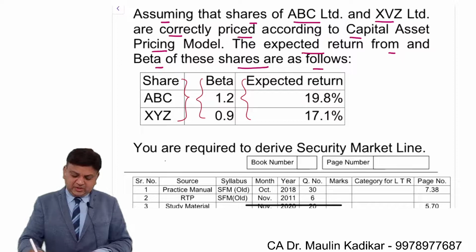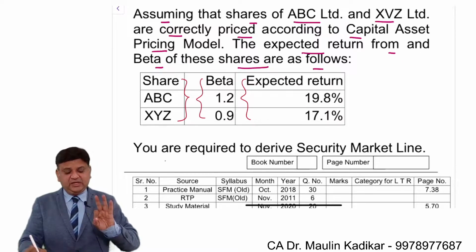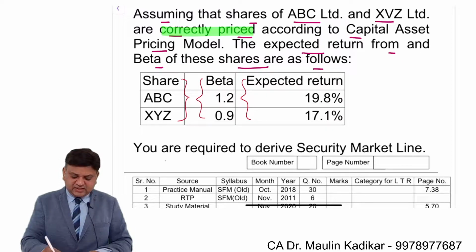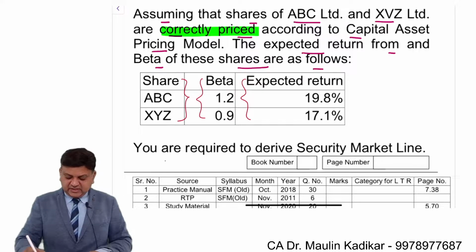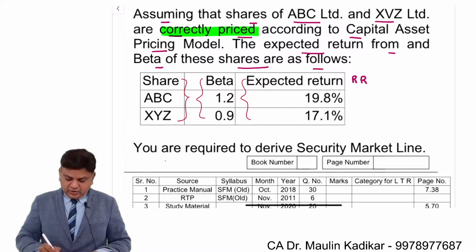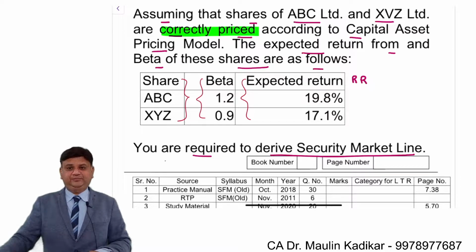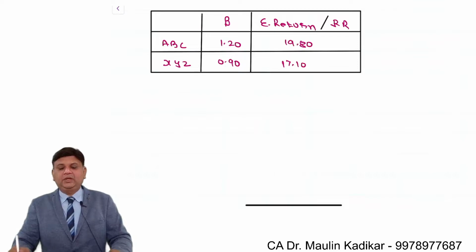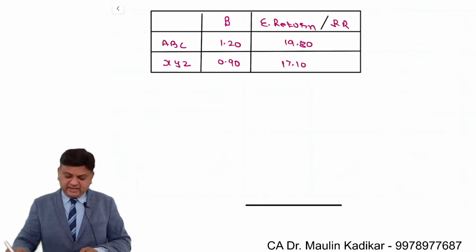Dear students, the language of the question is very clear. They say they are correctly priced. It means that this is the information provided to us about the required rate of return as per CAPM. You are required to derive the security market line. That is the question. So friends, over here the question is that you are required to derive the security market line.